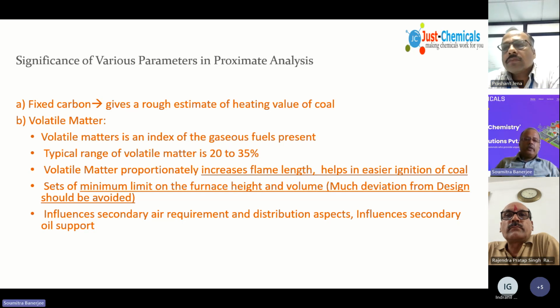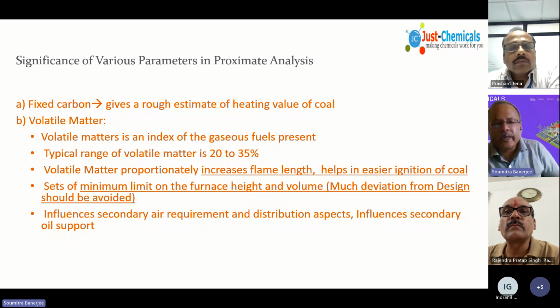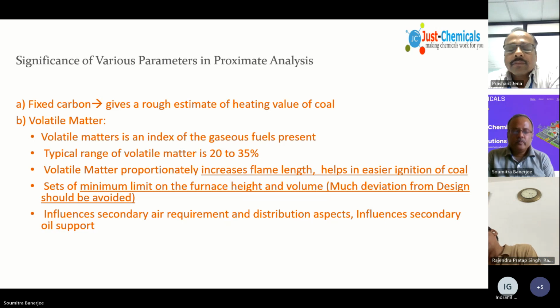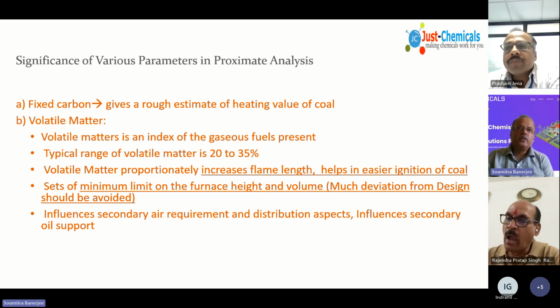That is why, in the last line I have written, it influences secondary air requirement and distribution aspects. When the volatile matter deviates from the design, it influences the secondary air requirement and distribution. Because I have not gone into the depth of your boilers and I don't know the design, I cannot really comment on the requirements until I see them.